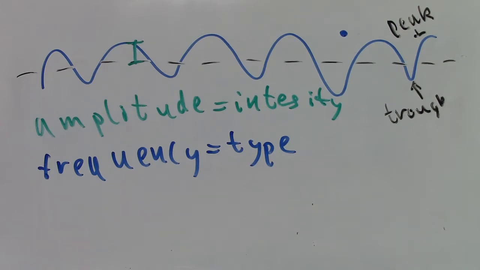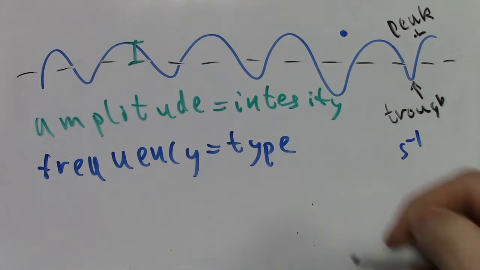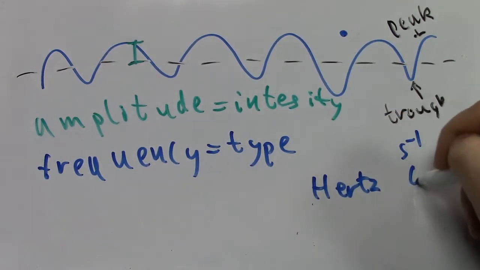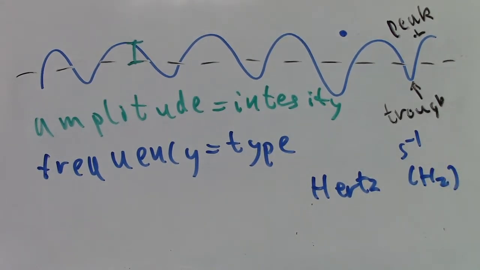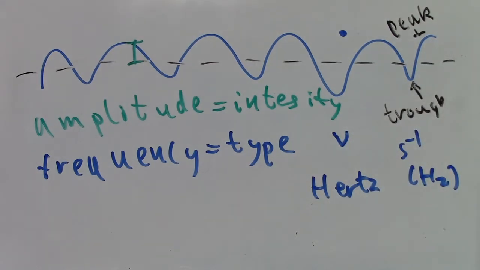Now, due to the way that frequency is measured, it is given the units of per second, more commonly known as hertz, which is abbreviated Hz. And it is also assigned the Greek letter nu for its variable. Now, this looks kind of like the letter V, but there is a slight difference, so just be careful.